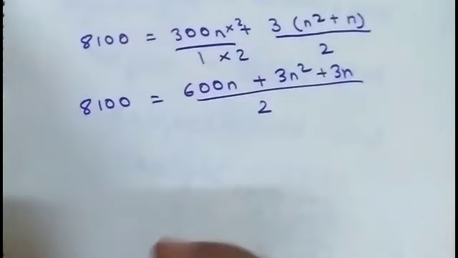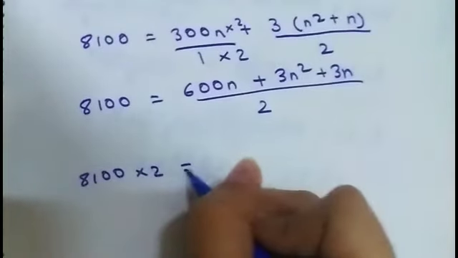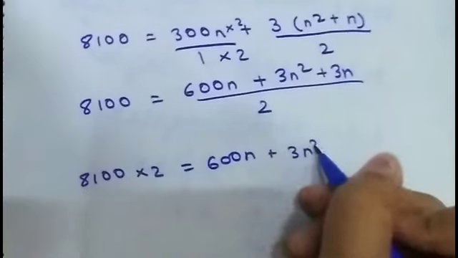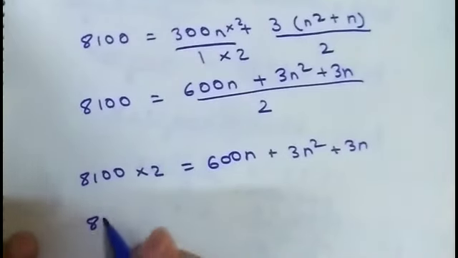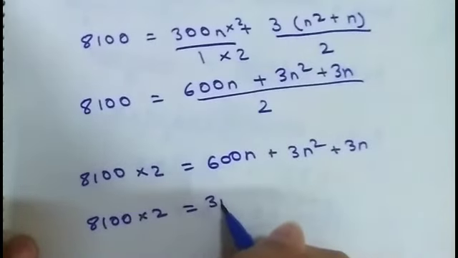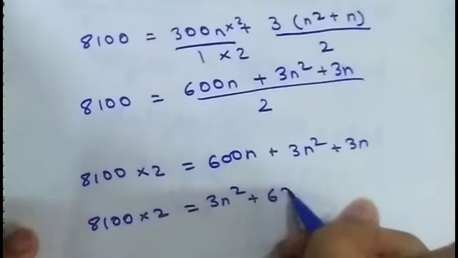Now, we will multiply 8,100 into 2 equals 600n plus 3n square plus 3n. Now, do not multiply here in this step. Leave it as it is. 8,100 into 2 equals 3n square plus 600n and 3n.